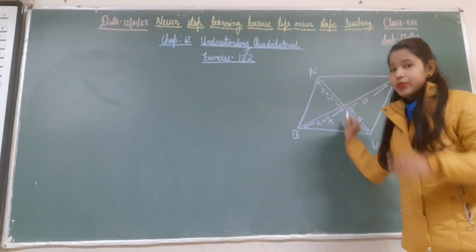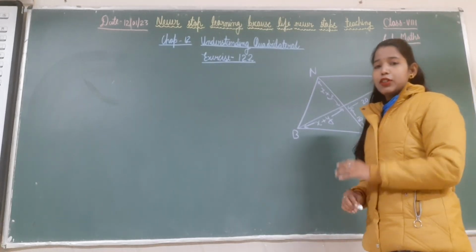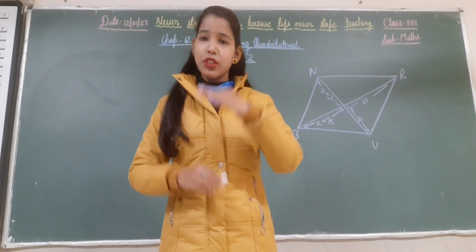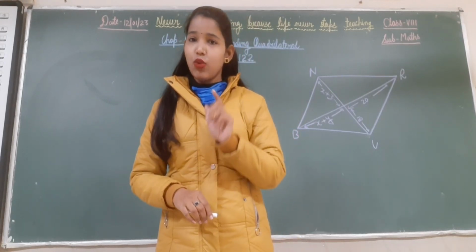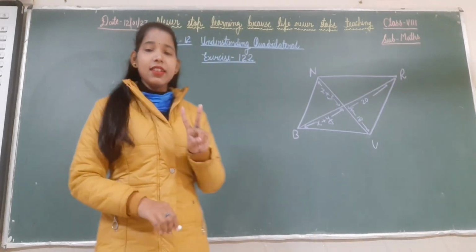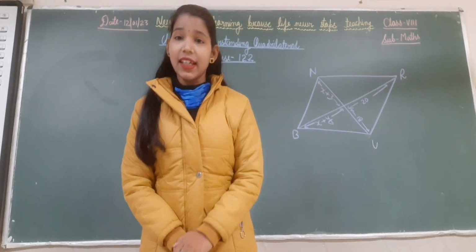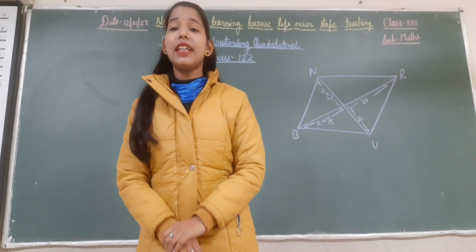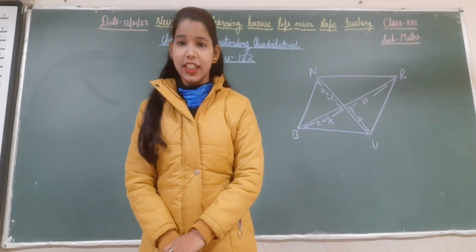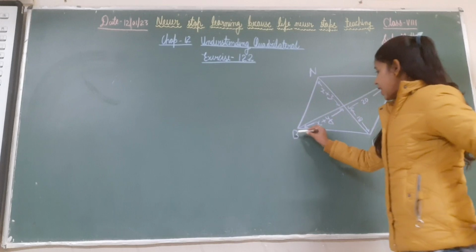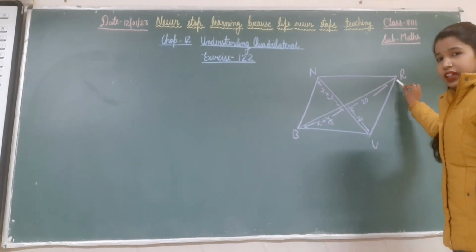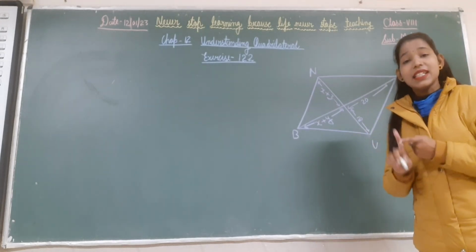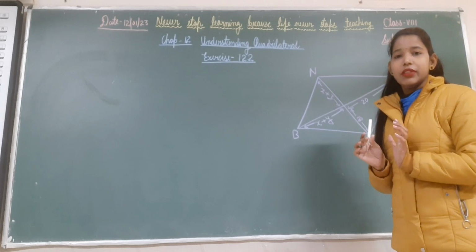This is a parallelogram, and we all know the properties of a parallelogram. The opposite sides of a parallelogram are parallel and equal. The opposite angles of a parallelogram are equal. And the diagonals of a parallelogram bisect each other, right? Here the diagonals are given: BR is one diagonal and MU is the second diagonal. Bisect means equally divide each other.